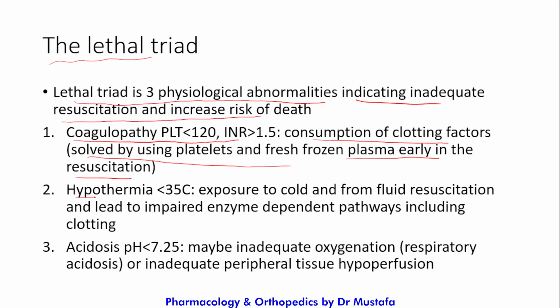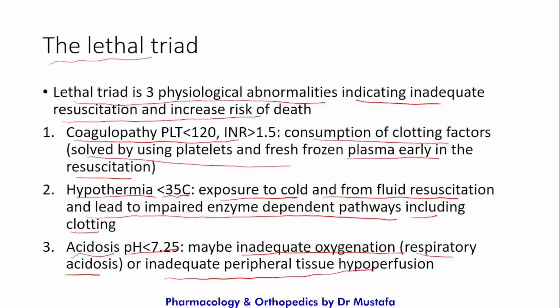The second one is hypothermia, which is when the body temperature is less than 35, and that's from exposure to cold and from fluid resuscitation, and it leads to impaired enzyme-dependent pathways, including clotting. The third factor is acidosis, and that's when the pH is less than 7.25, and it is because there is inadequate oxygenation from respiratory failure or respiratory acidosis, or inadequate peripheral tissue hypoperfusion.